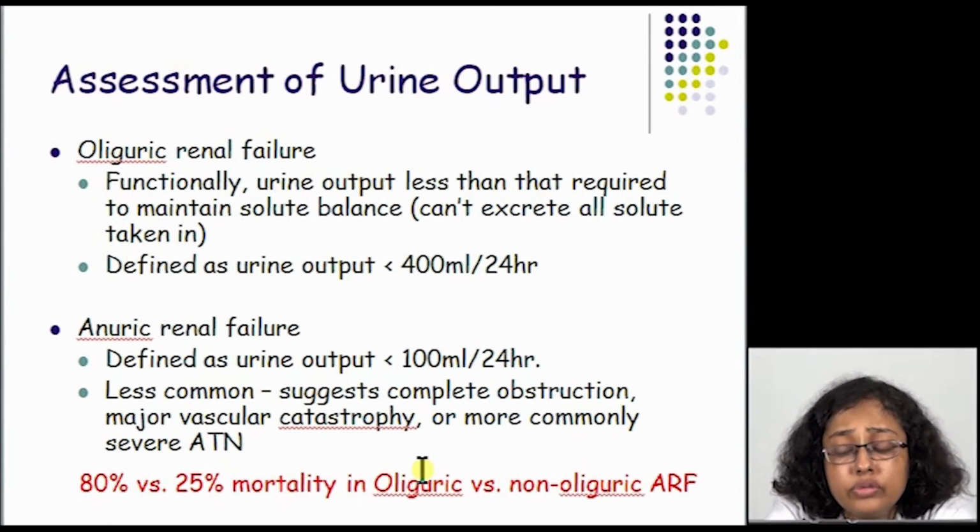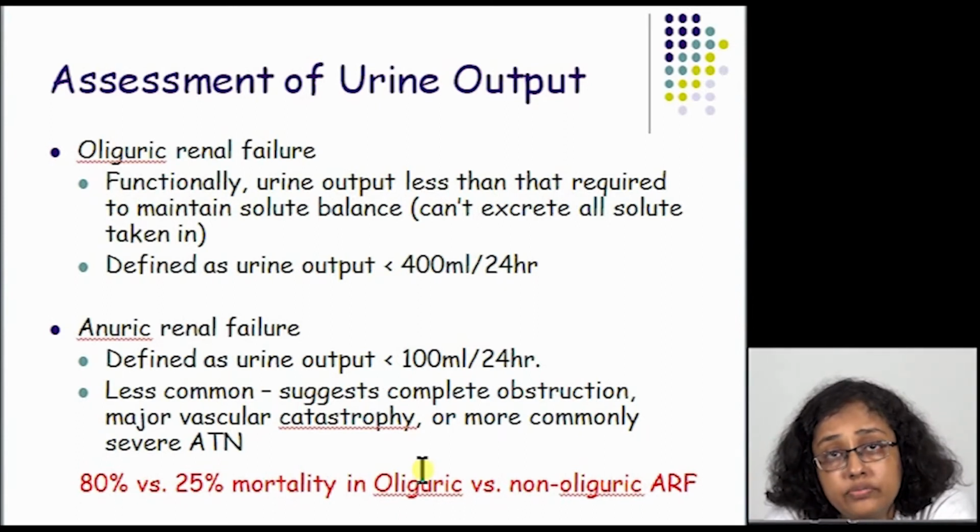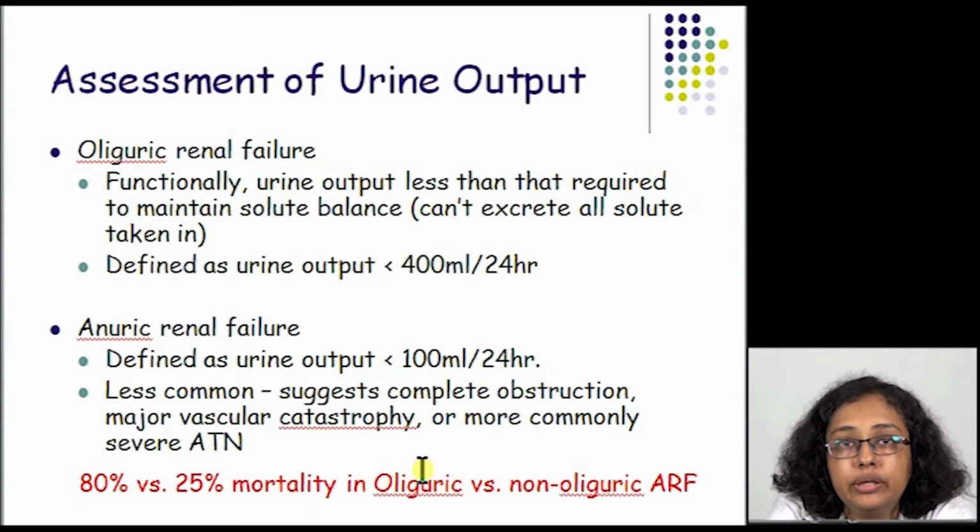Now, non-oliguric versus oliguric is an important distinction because non-oliguric ARFs fare better, they have a better outcome, while the mortality rate may be as high as 80% in oliguric ARF, especially in critical care setting.